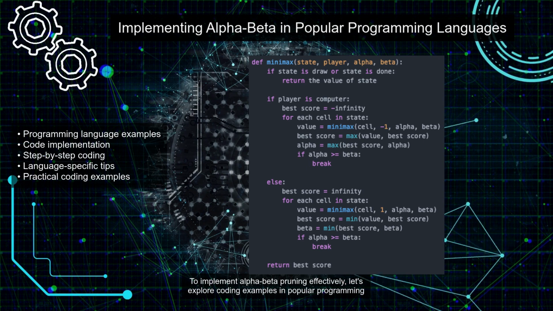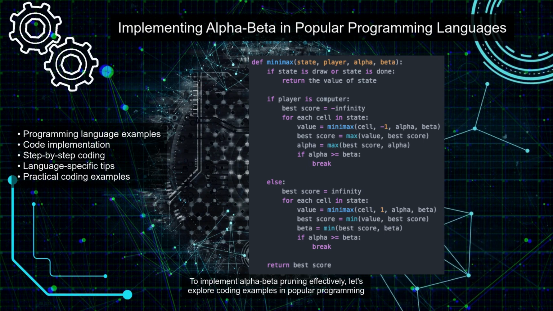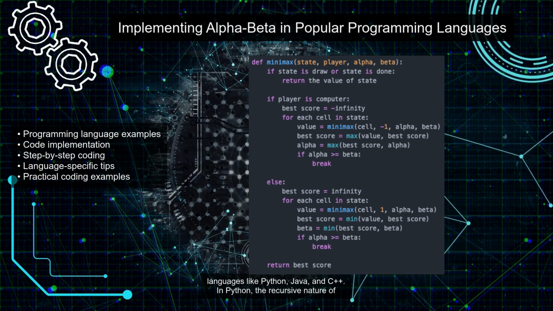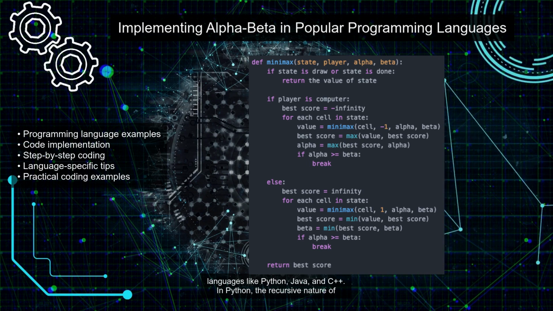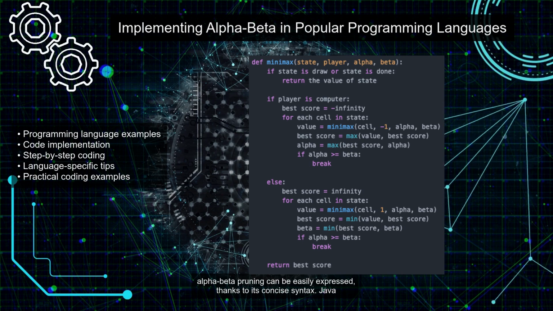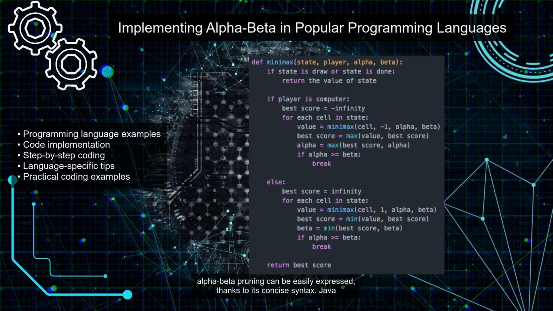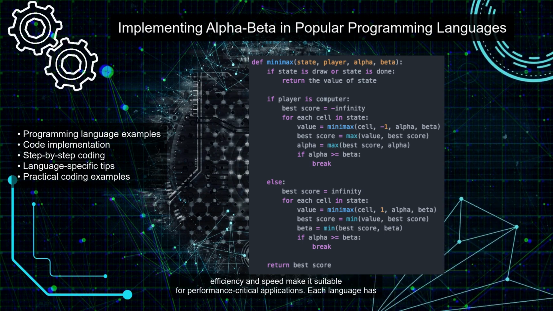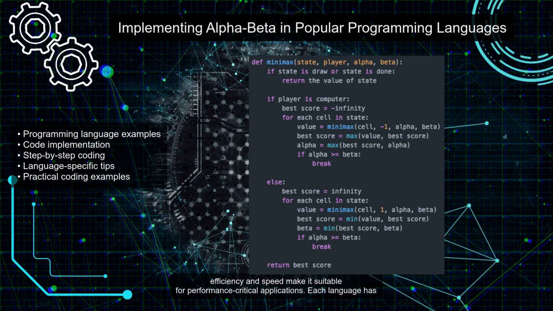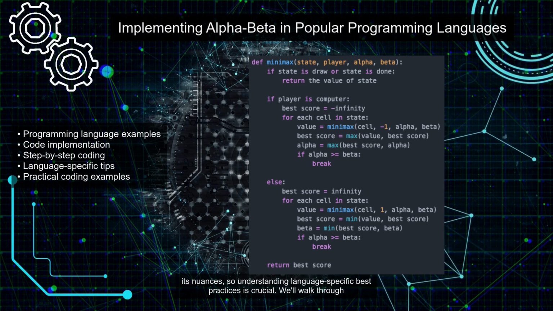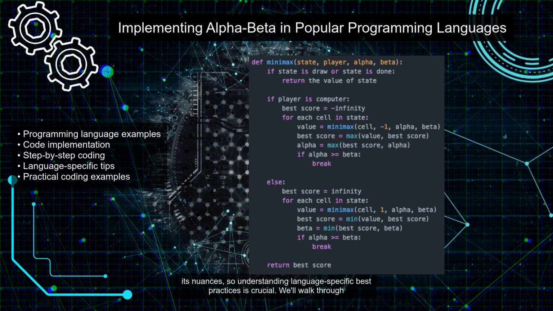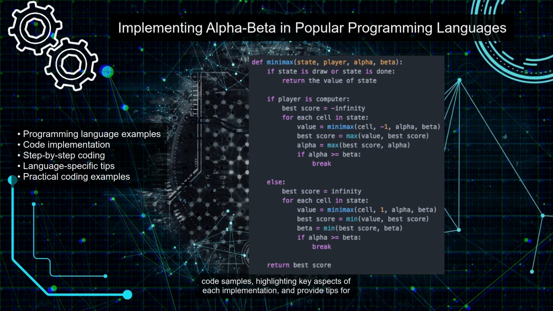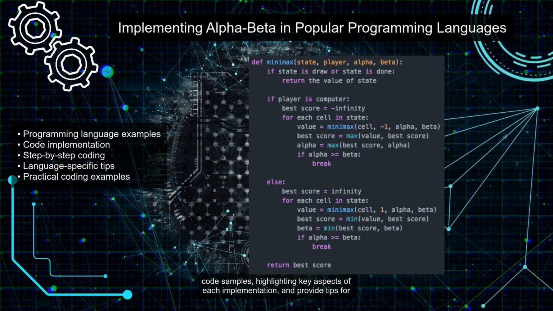To implement alpha-beta pruning effectively, let's explore coding examples in popular programming languages like Python, Java, and C++. In Python, the recursive nature of alpha-beta pruning can be easily expressed, thanks to its concise syntax. Java provides powerful object-oriented features that help structure complex game trees, while C++'s efficiency and speed make it suitable for performance-critical applications. Each language has its nuances, so understanding language-specific best practices is crucial.